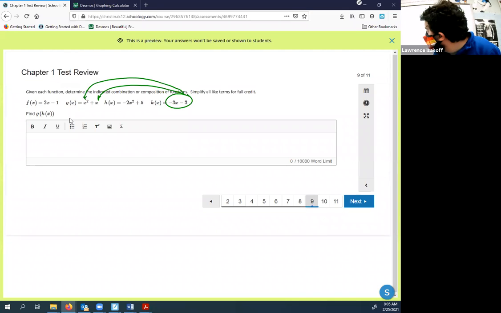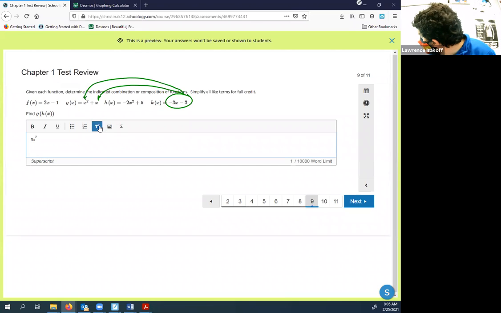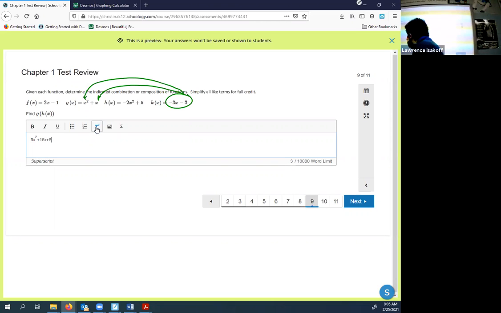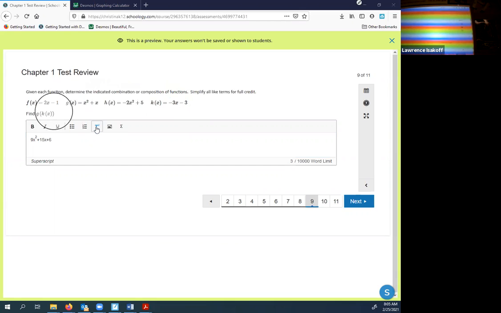So again, that was 9x squared plus 15x plus 6. So that's going to be your most complicated one with these combining functions problems. I will make sure to upload that work along with the video.